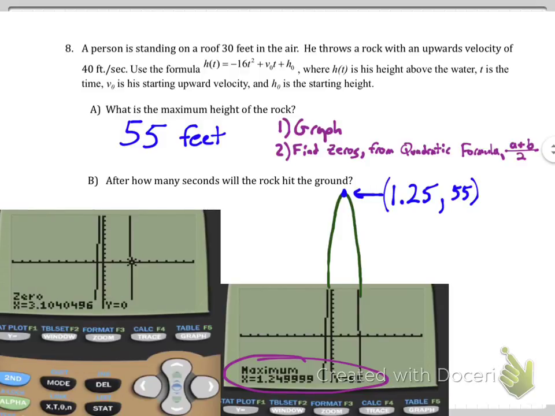For part B, what you want to do is you want to find the 0. Again, that would be second trace and go to 0. Again, you're going to do left bound, right bound, and then guess. And right there, that is our 0. So about 3.1 seconds is when it'll hit the ground. Likewise, if you did the second method and you found the zeros, you would have already had those two numbers and just recognize that the positive number of the two zeros is the one you want to use.